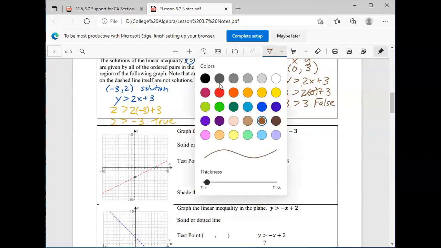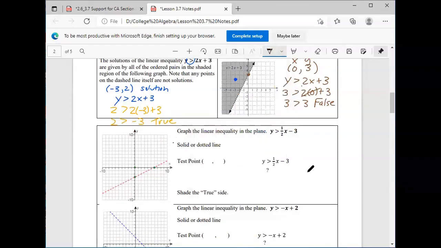So when we go to this first problem, it says to graph the linear inequality in the plane, y is greater than 1/2 x minus 3. This line is actually drawn for you. If you were to work this problem by hand, you would need to go to your calculator and type in 1/2 x minus 3, and find at least 2 points that will work on that line. I know you know how to do that in the calculator, so I'm not going to keep going back and forth. Does anybody need to see that?